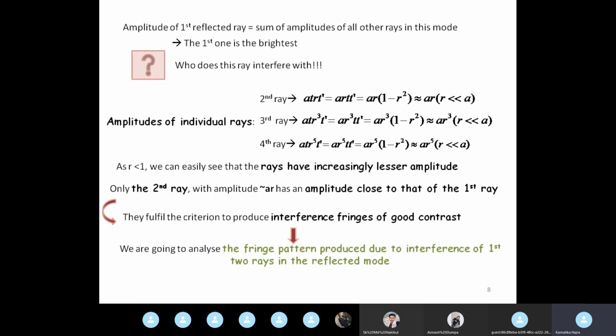So what we are going to do is analyze the fringe pattern produced due to interference of the first two rays in the reflected mode. Okay. So I think up to this has already become too much. I shouldn't go further. At least conceptually I want you to be very clear, because most of the things that I said today are new concepts.